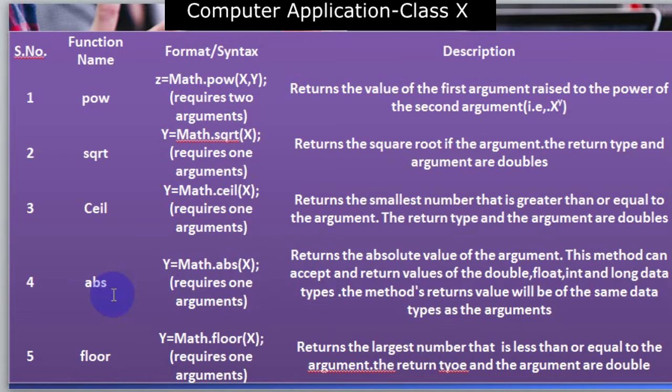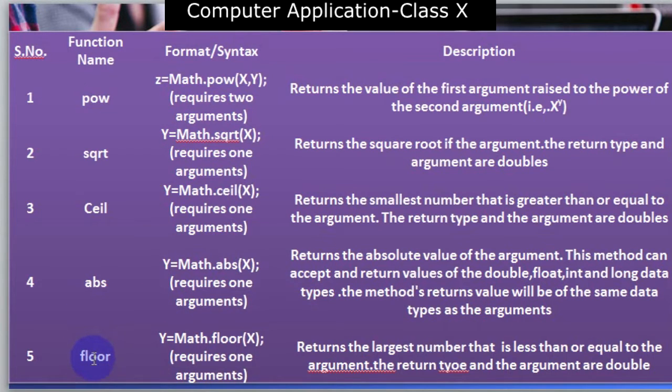Fourth one is abs. abs is called absolute. So the format is y = Math.abs(x). Here also you require only one argument, and the description is: returns the absolute value of the argument. This method can be accessed and returns a value of double, float, int and long data type. The method's return value will be of the same data type as the argument.